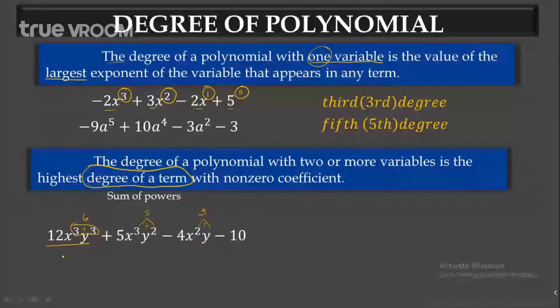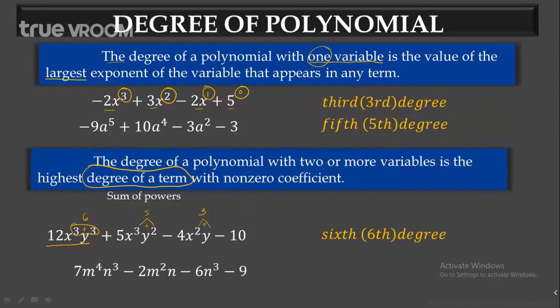Okay, the highest exponent is in the first term. We have 6. We added the exponent. 3 plus 3 is 6. So 6 is the highest. Okay, so therefore, the degree is the 6th degree. Okay, how about this one?